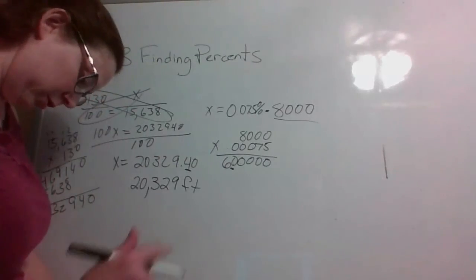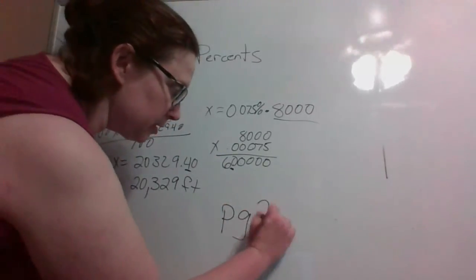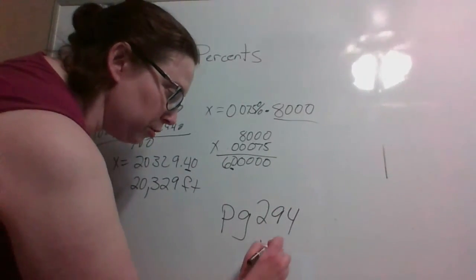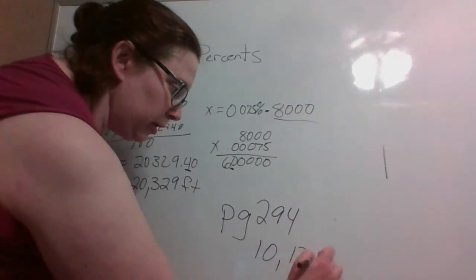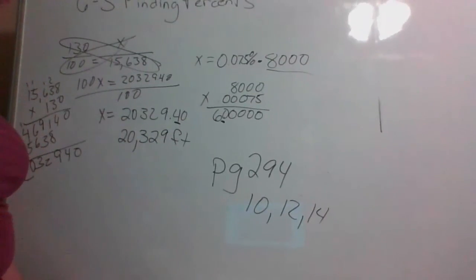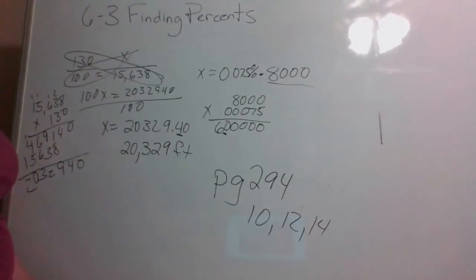What I want you guys to do in this section, another short, sweet assignment, on page 294, I want you to do 10, 12, and 14. And that'll be that. That's a wrap for the year. So finish that up, submit it, and then we'll review.